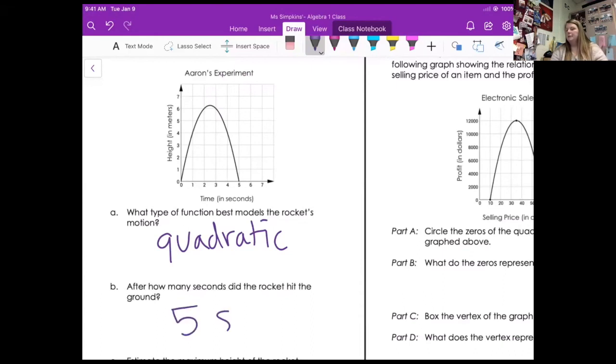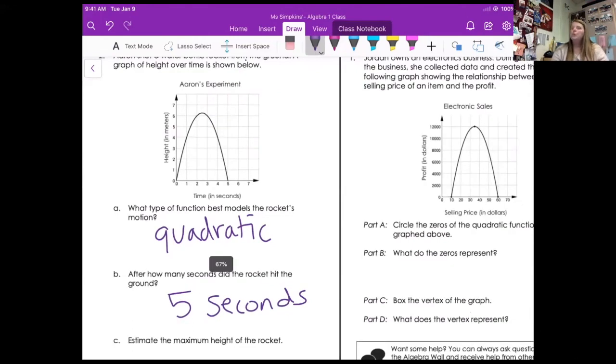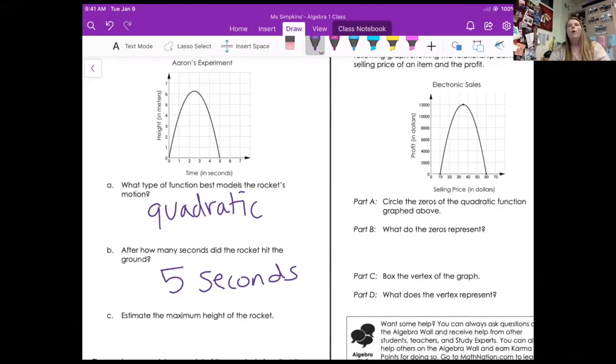After how many seconds did the rocket hit the ground? 5 seconds. And that's exact because it is touching 5 exactly there. This one we're going to have to estimate a little bit. What is the maximum height of that rocket? Like 6.1. So 6.1 what? Meters. Anywhere around 6.1 to 6.3 would be correct.